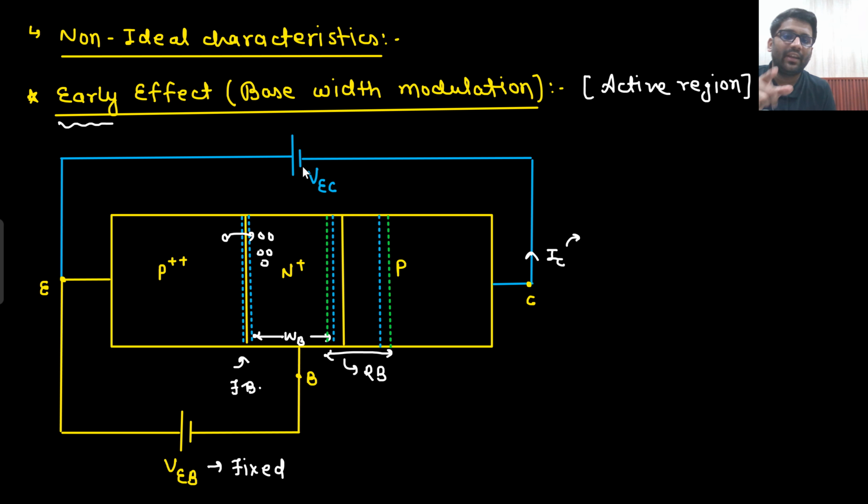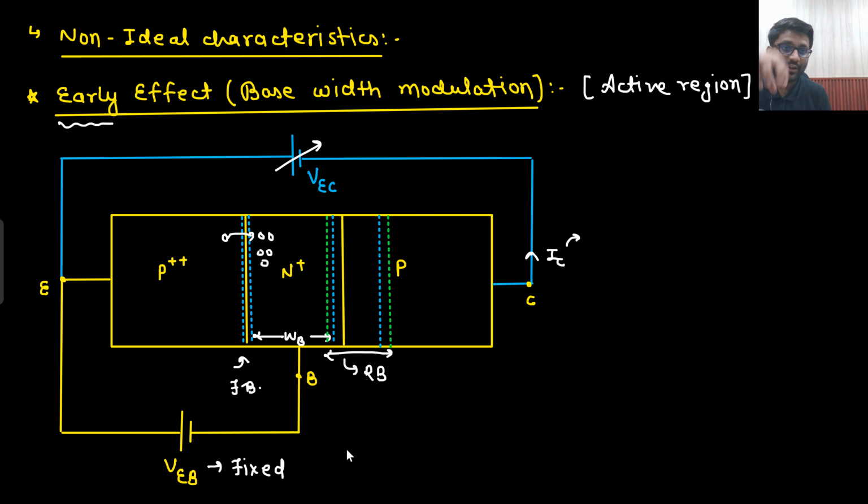This is what I expected in active region. But actually what is happening, if I am increasing this voltage, then reverse bias here is being increased. How it is increased, you already know. If reverse bias is being increased, then your base width is being modulated. That means your base width is becoming very narrower. And if it is becoming narrower, that means there will be lesser recombination. If there is lesser recombination, then more and more holes will be reaching here. That means more and more collector current would be there.